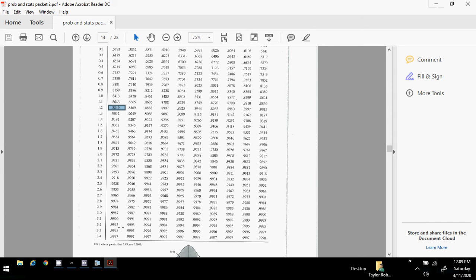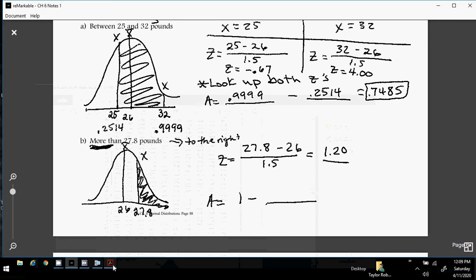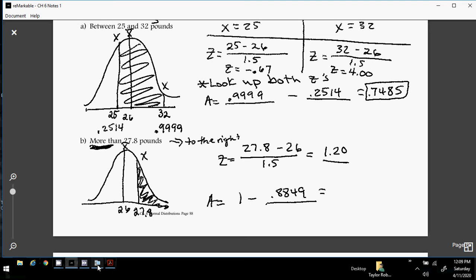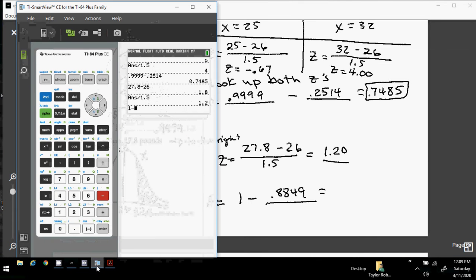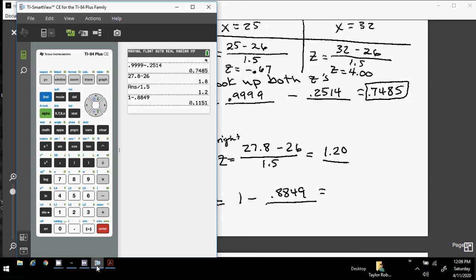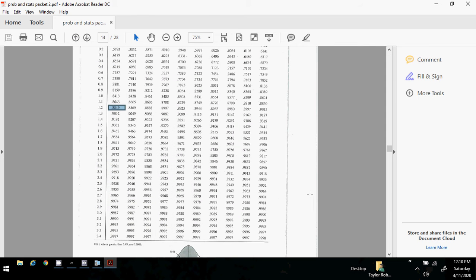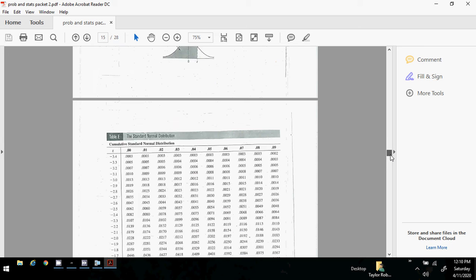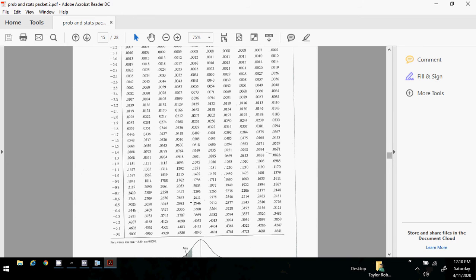So I'm going to put that on here, 0.8849, and I can subtract that using my calculator. 1 minus 0.8849, which gives me 0.1151. But remember, if we're doing it to the right, we can also look up the negative sign of it. So instead of looking up positive 1.20, I could look up negative 1.20. Let's see what that gives me. Negative 1.20 is 0.1151, which is what we got.